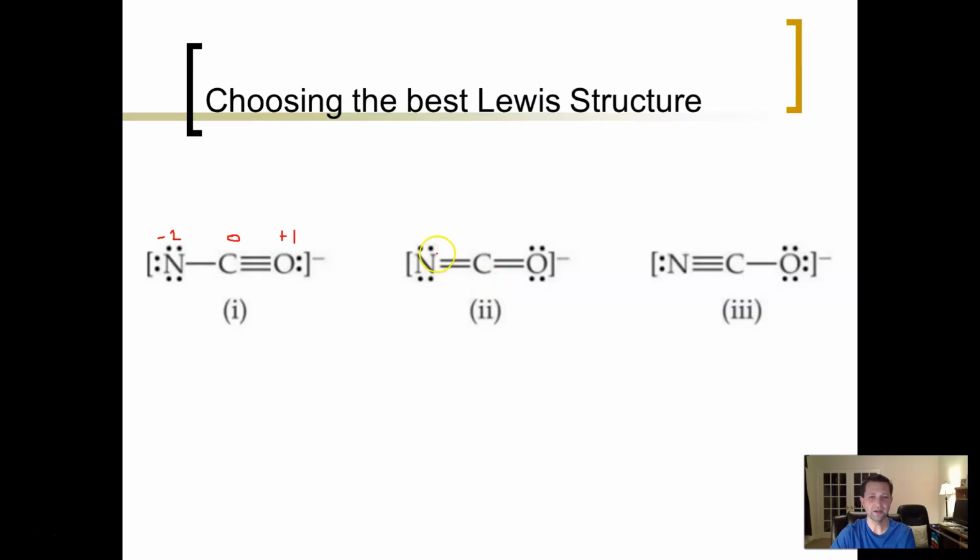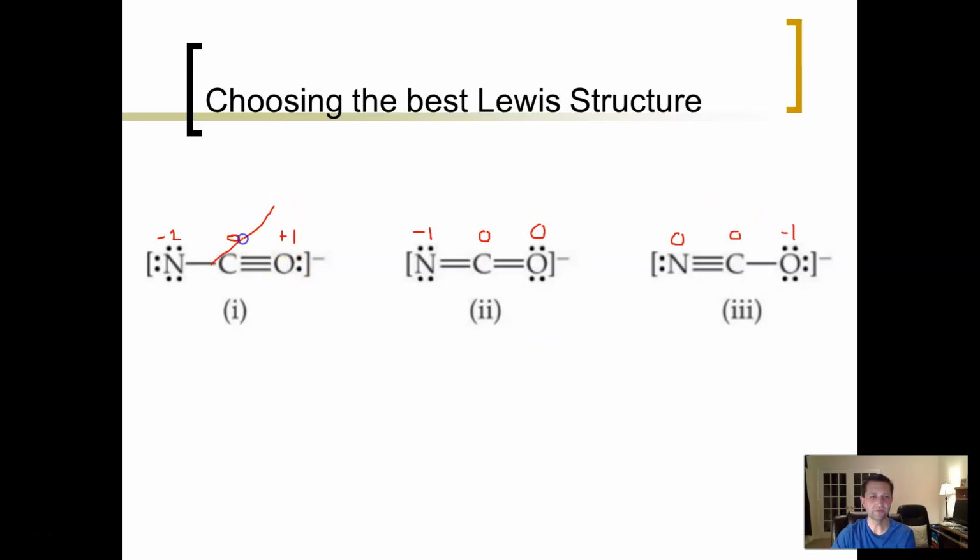This Lewis structure, we have a -1. We have a 0. And we have a 0. So 0, 0, and -1. Okay, this makes sense. They're all -1 ions, so your formal charges should add up to -1. They do here, here, and here.